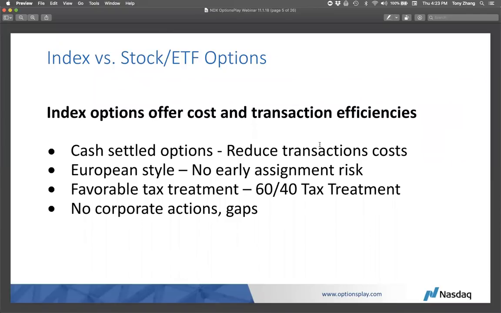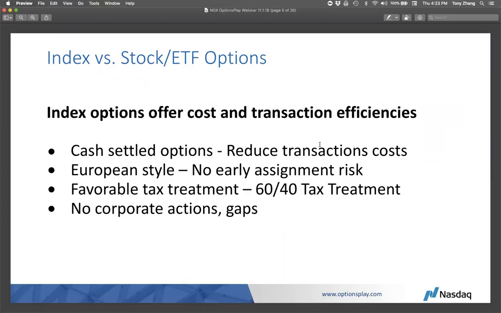So you never have to worry about having enough money or margin in your account to cover buying or shorting the stock. Second of all, they're European style, which means that there's no such thing as early assignment. You don't have to worry about being in a spread and all of a sudden being assigned on one leg of that spread. So there's no early assignment, cash settled.